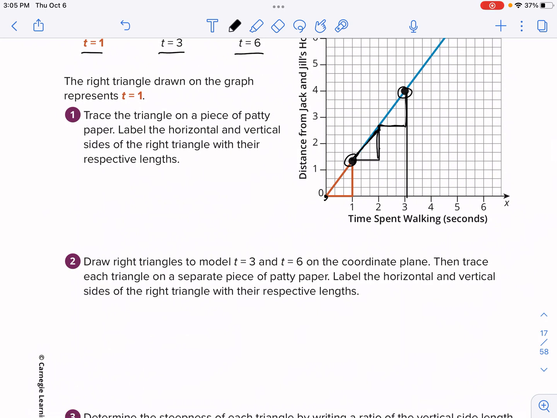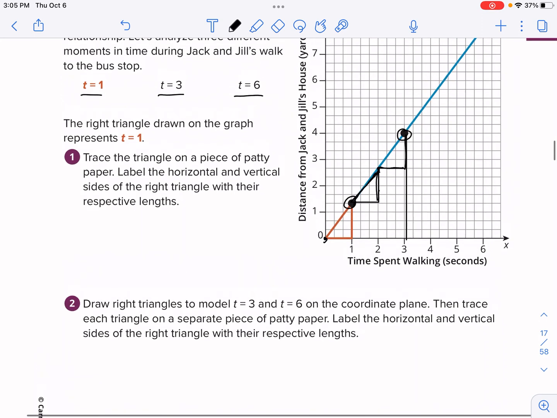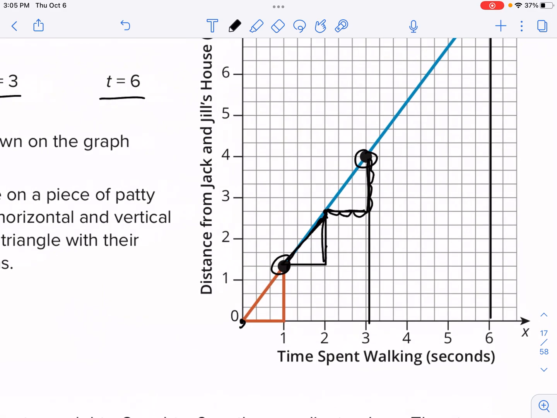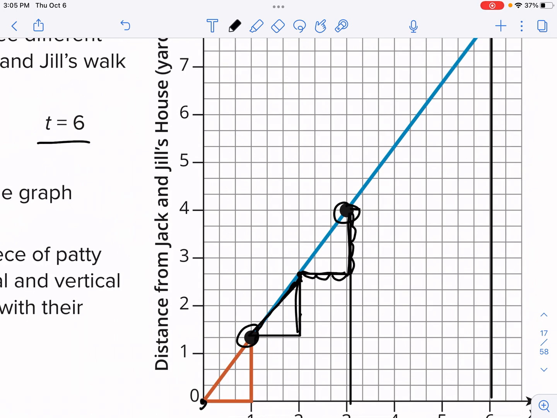So this we're not actually writing out, but let's go to number 2. It says draw right triangles to model t equal to 3, which is what we just did. But let's also do the same thing to get all the way to t equal to 6. Let's draw a straight line here. All right, but we're going to draw the same thing. So it looks like we go 1, 2, 3, right? 1, 2, 3, 4 up. Let's just continue going that path, going 3 right, 4 up. So 1, 2, 3, 1, 2, 3, 4. And let's just continue it.